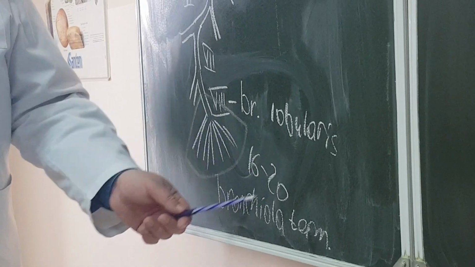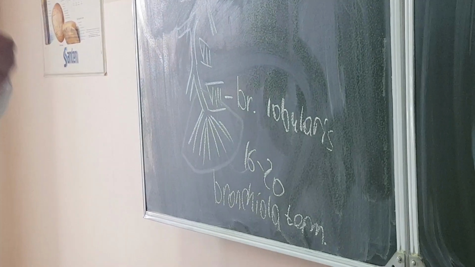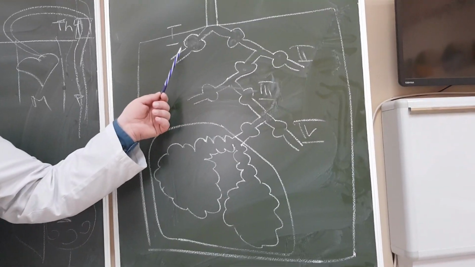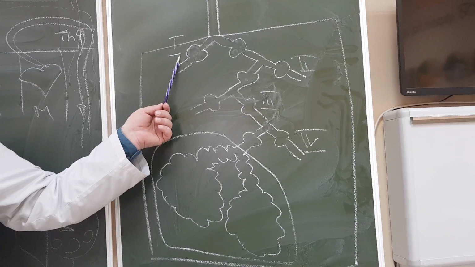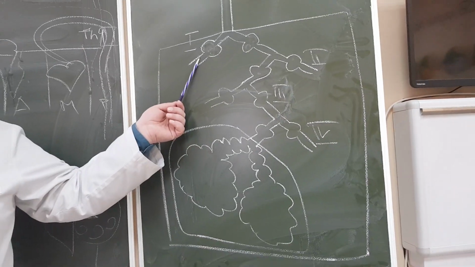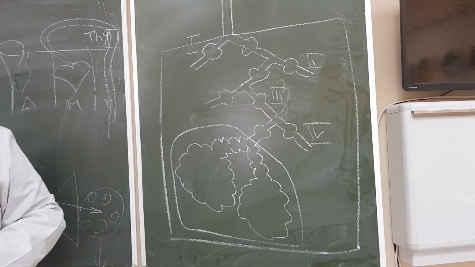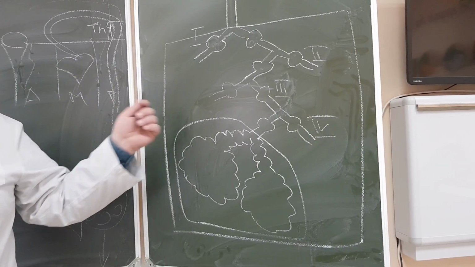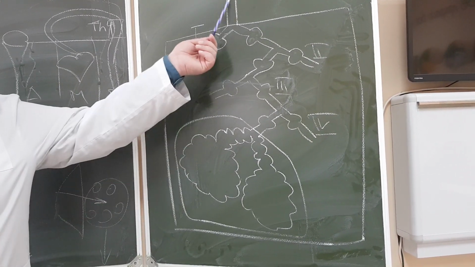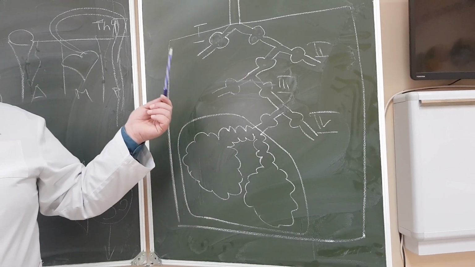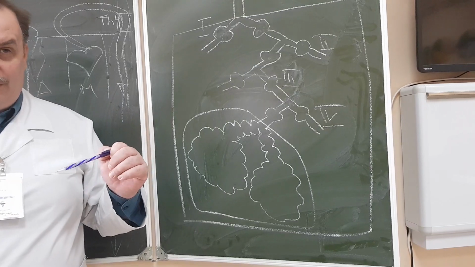But if we compare bronchiole terminalis and bronchiole respiratoria, in respiratory bronchioles, muscles are absent, and ciliated epithelium is absent. Which epithelium? Not squamous. One layer of not squamous epithelium.